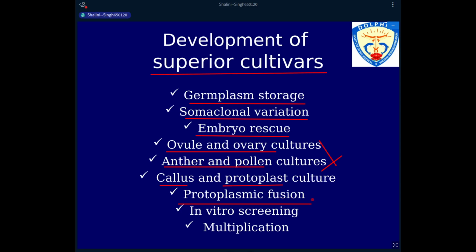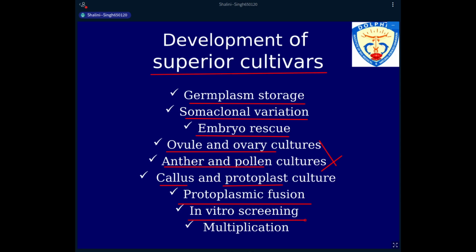You will take protoplasts of two species, species A and species B, and you can fuse them in the lab. That's how you can generate a hybrid by protoplast fusion. Such a hybrid, obtained by the fusion of protoplasts of two different species, is known as a somatic hybrid.